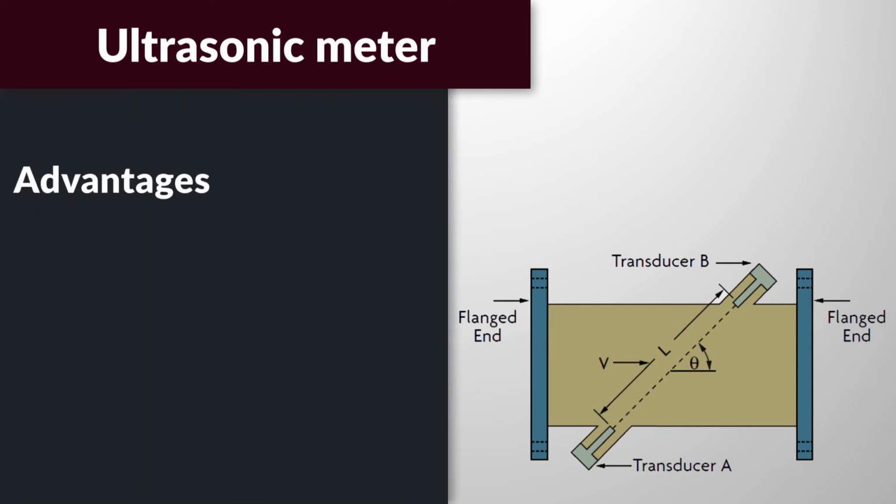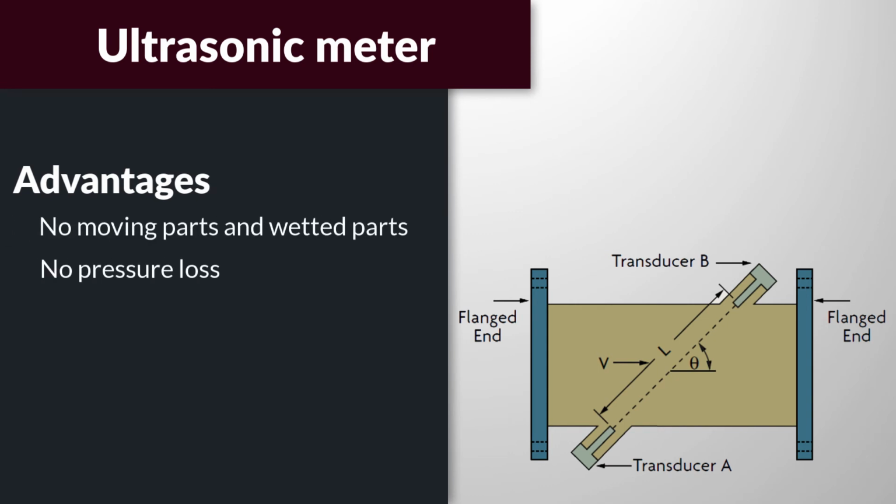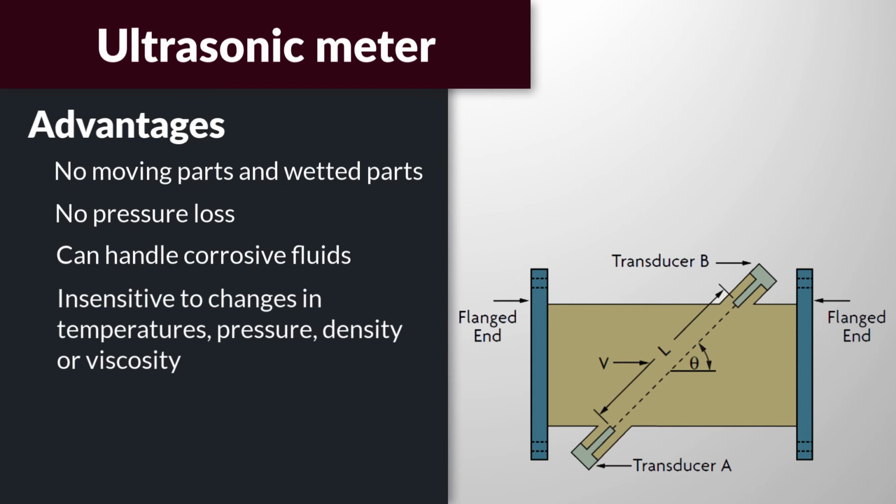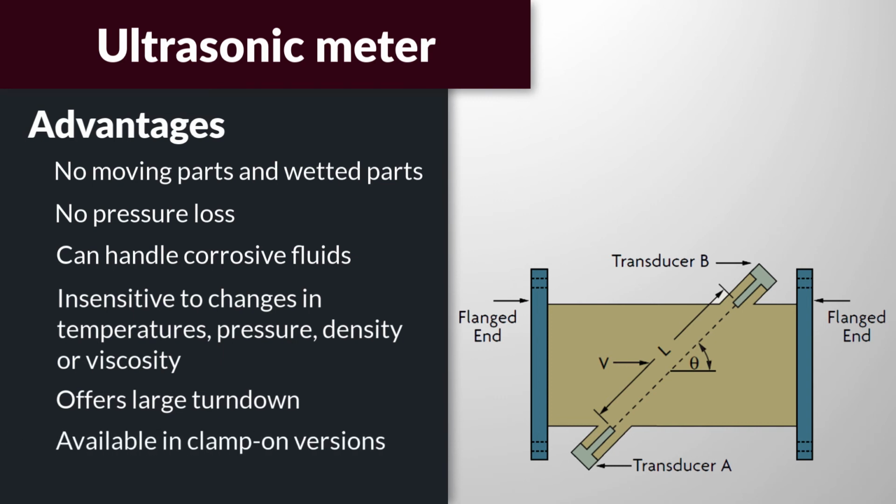An ultrasonic meter offers a number of advantages, such as not having moving or wetted parts and not causing a pressure loss. Moreover, it can handle corrosive fluids and is insensitive to changes in temperature, pressure, density, or viscosity. It also offers large turndown. Clamp-on versions ease getting data on a temporary basis and for troubleshooting.